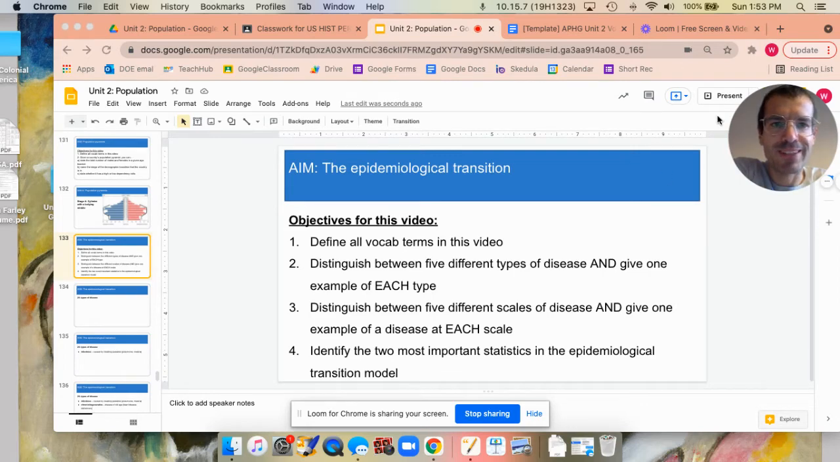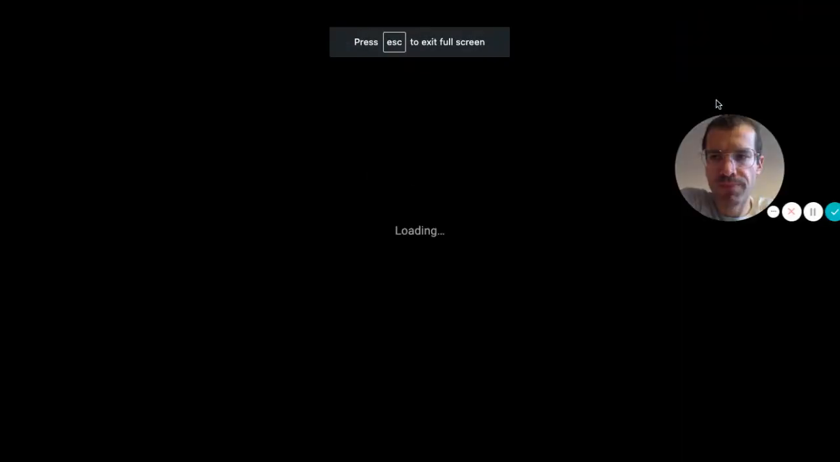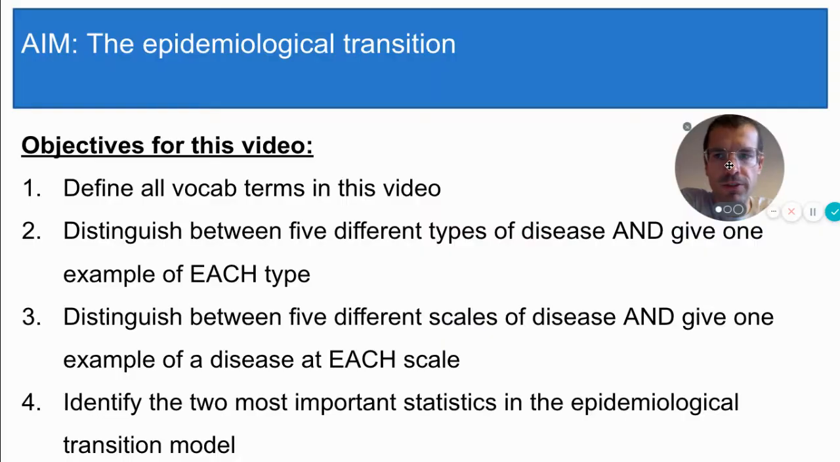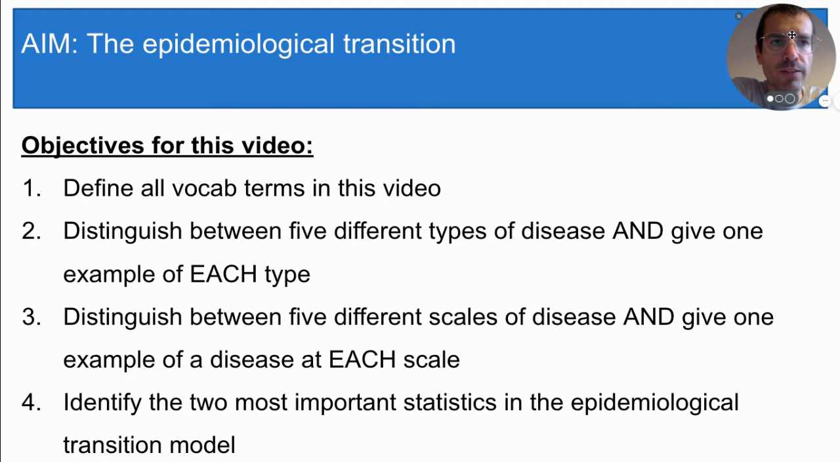Ness screencast. Today's aim is the epidemiological transition, and here are your objectives. Please pause the video, look these questions over, and get ready to copy some vocab and take some notes.